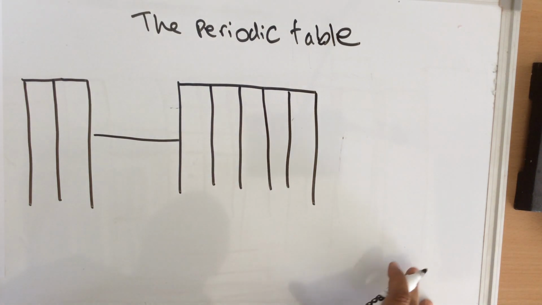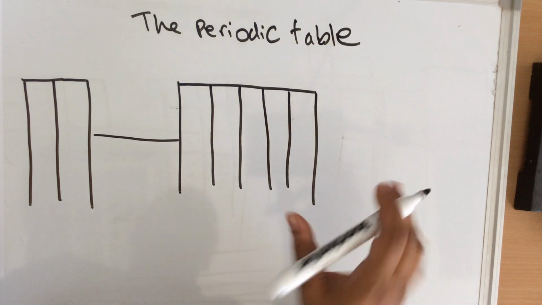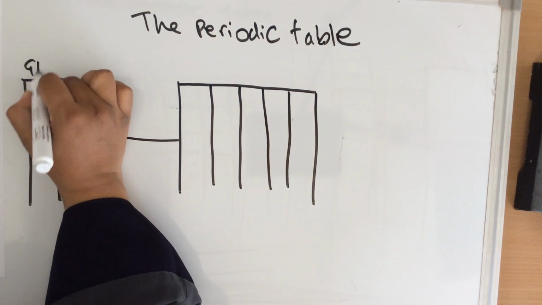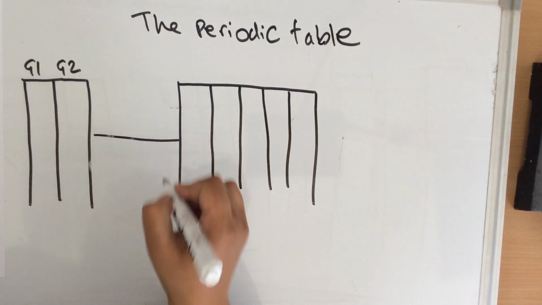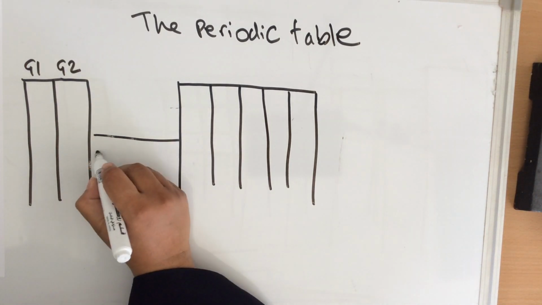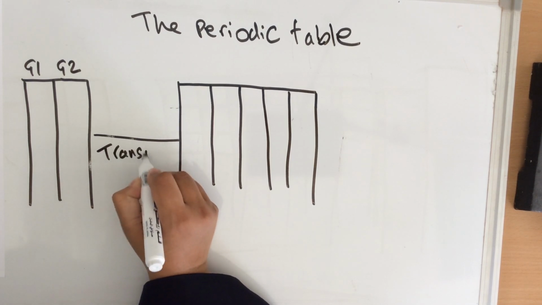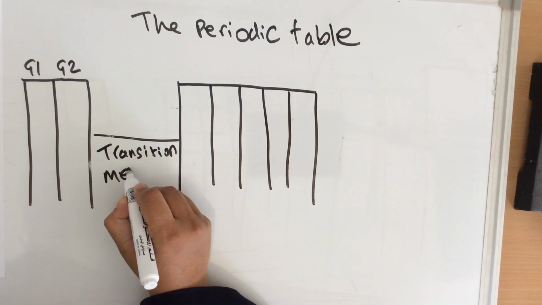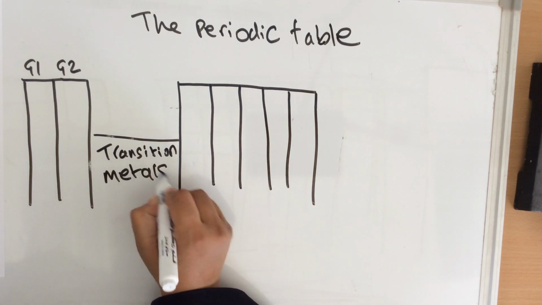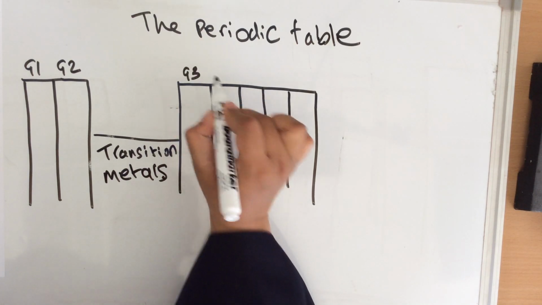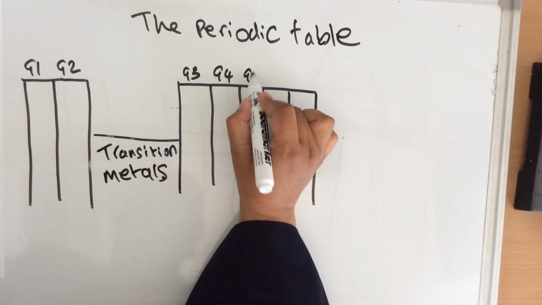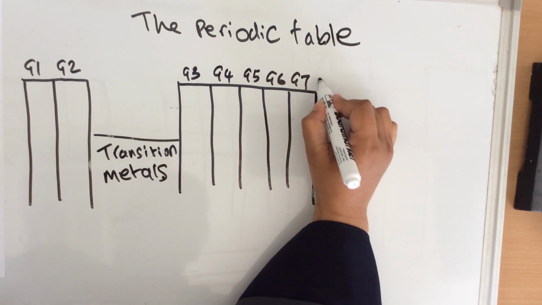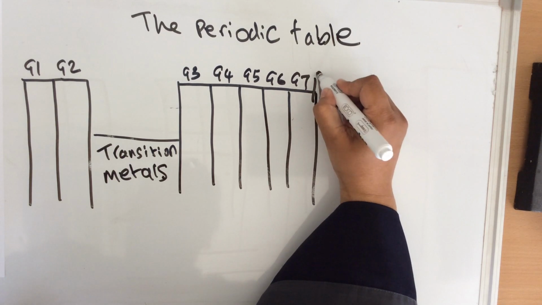So let's start with groups. Groups go down the table. So first of all, you've got group 1, you've got group 2, then followed by this block here, which is called the transition elements, transition metals. And here you've got group 3, group 4, group 5, group 6, group 7, and then you have group 0.